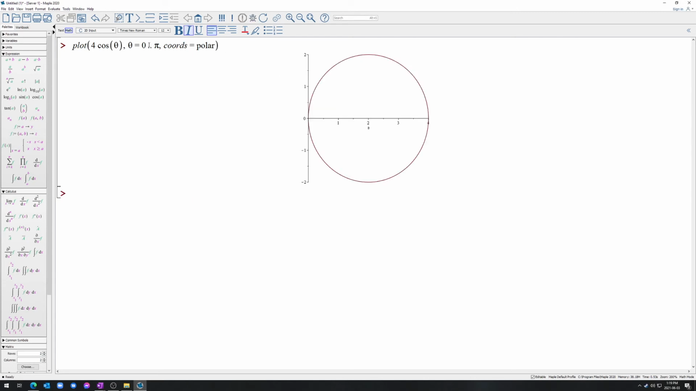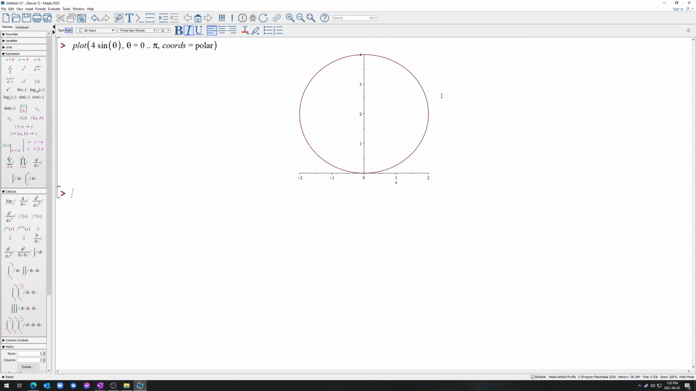So really, we don't need to actually involve theta all the way from 0 to 2 pi. Now let's try a couple other interesting looking graphs in polar coordinates. If I were to change cosine to sine, you see that we still have a circle of radius 2, but this time it is centered at a point 2 units above the origin.